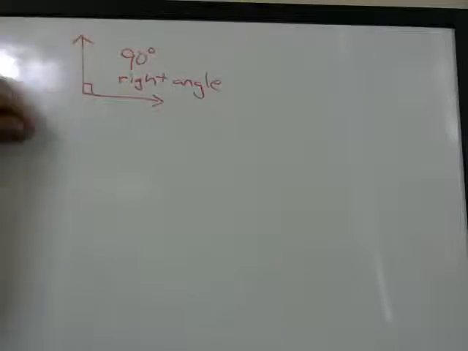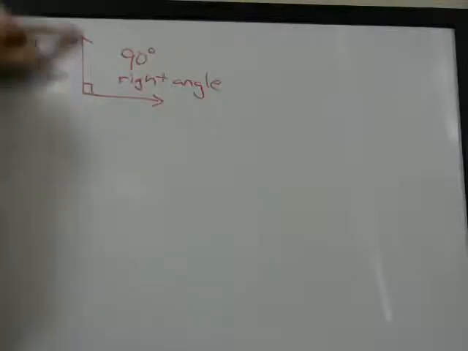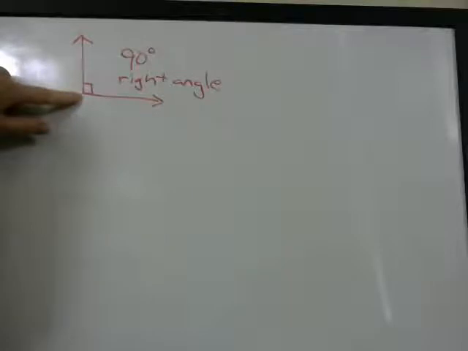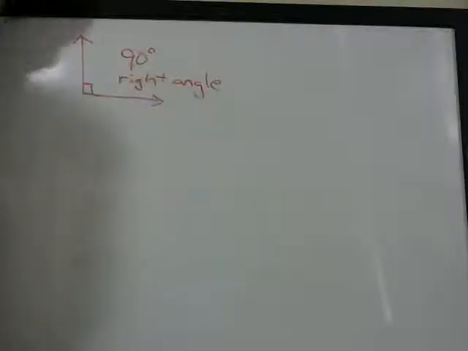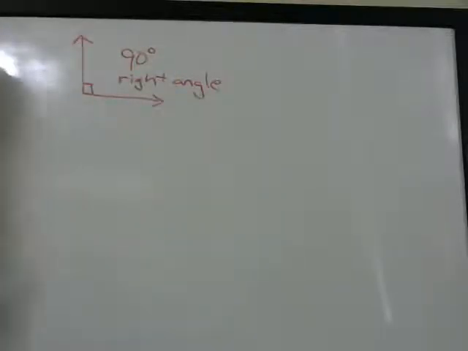So here are your two. You can see an angle is essentially made up of two rays, right? There's an endpoint here, but then it goes off to infinity in both directions. This is called a right angle.